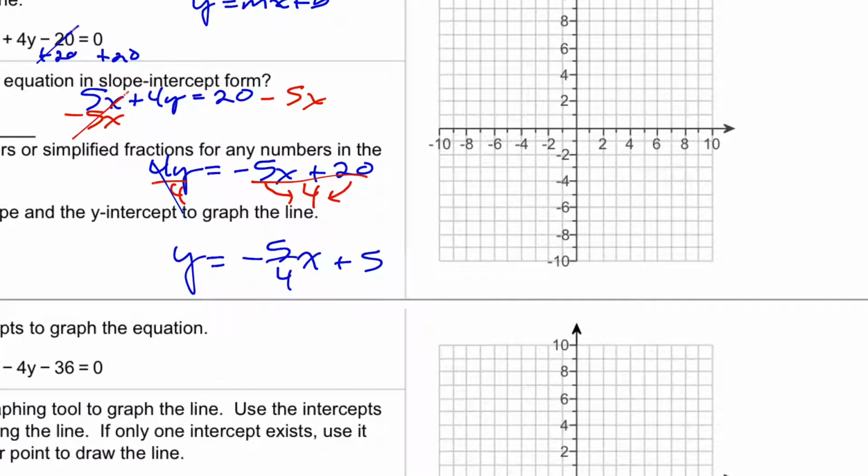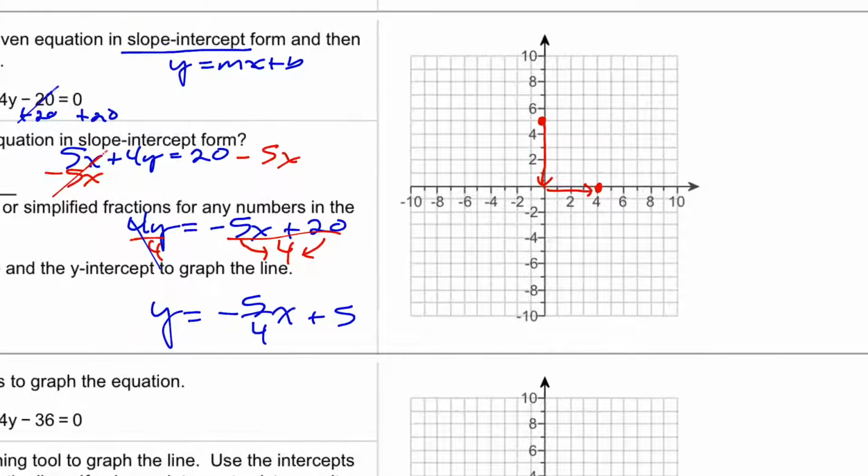So we're going to start at 5 and go down 5 over 4. So down 5 over 4. And there's our equation.